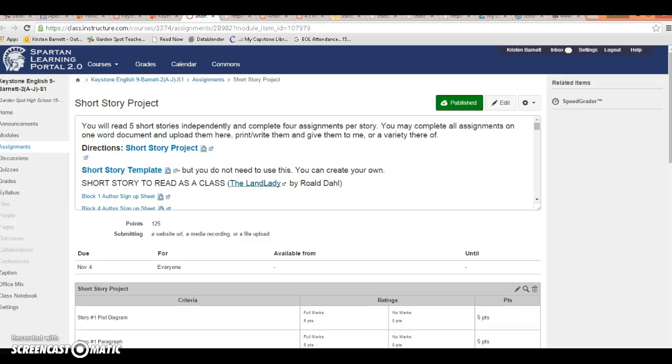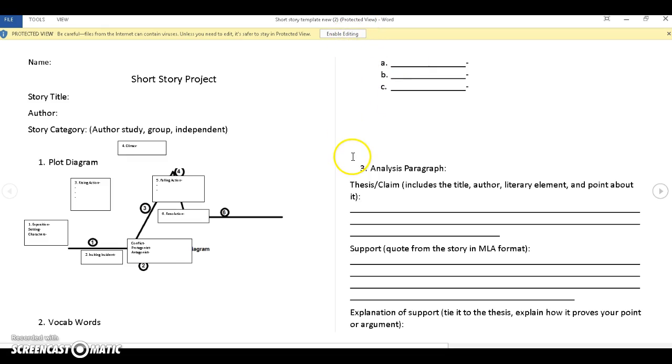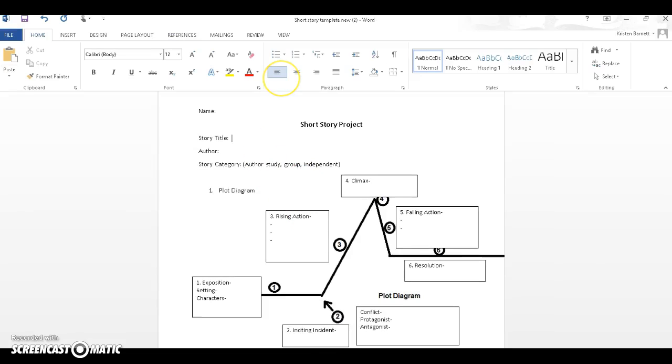Alright, ladies and gentlemen, so for the short story project, the first two items you should have completed for every story are in the template, and they're listed there on the directions. But the first two things you should complete after writing down the story title, and where's my cursor? Short story titles always go in quotes. Short works go in quotation marks. The author, this one's Roald Dahl.